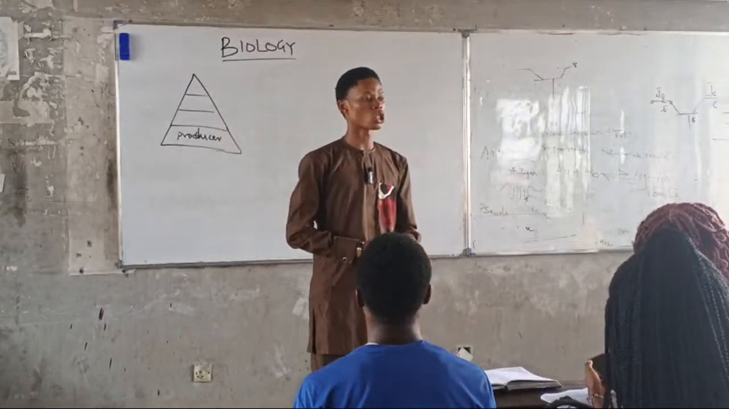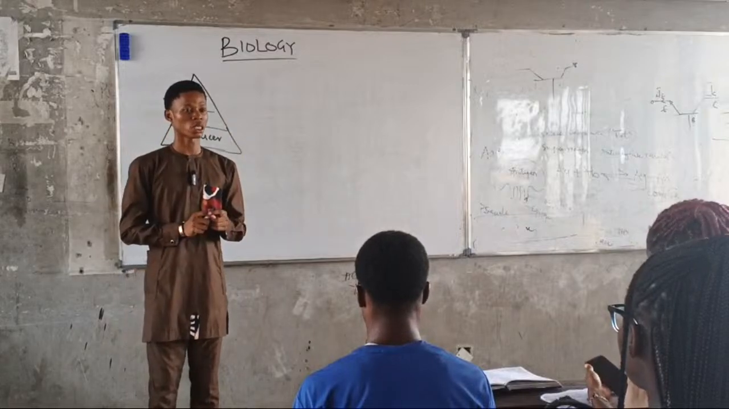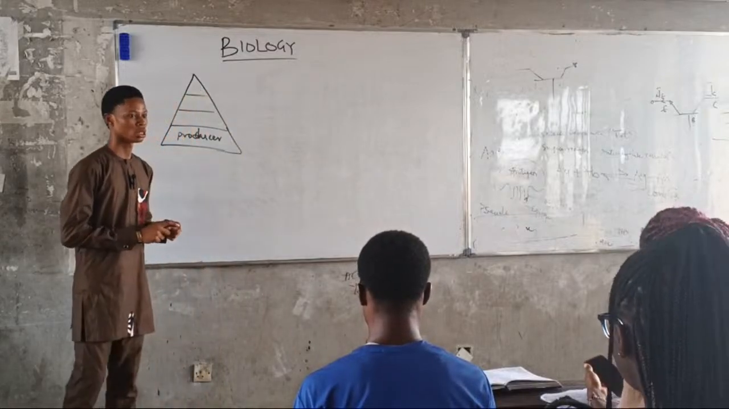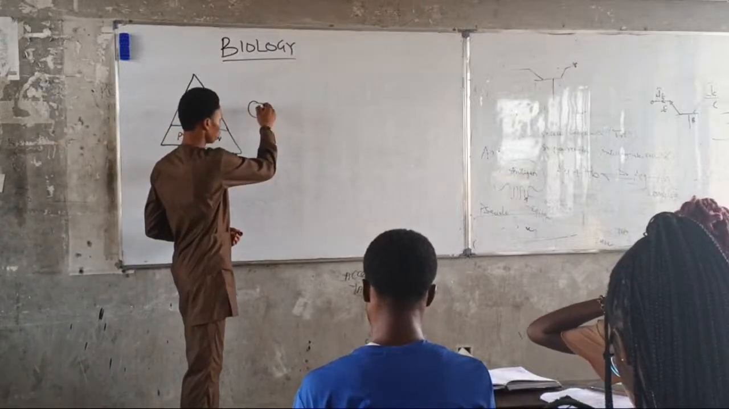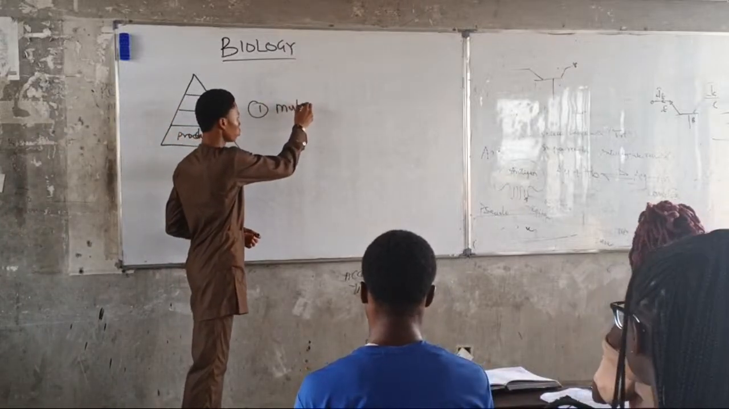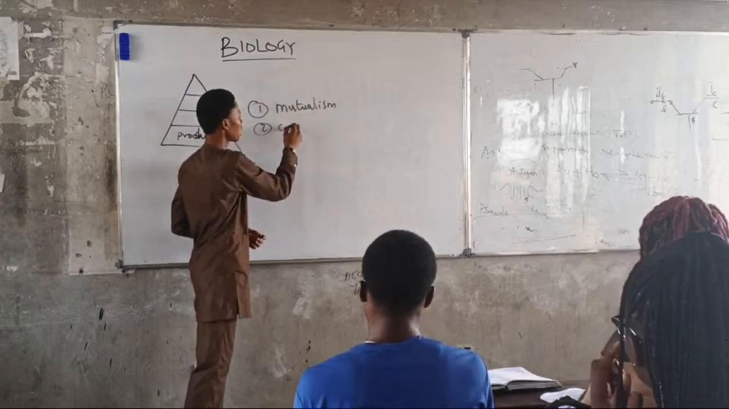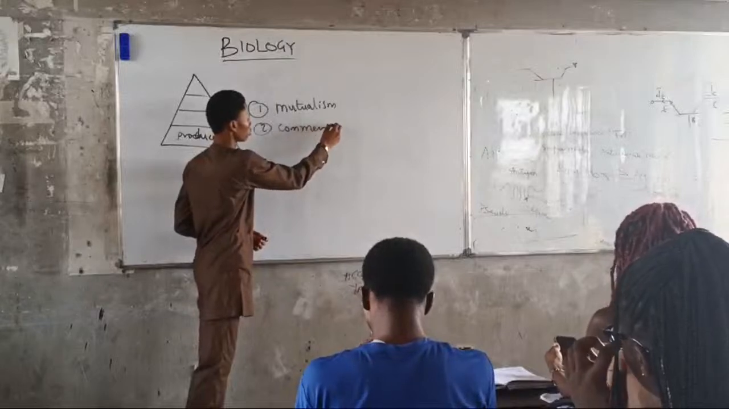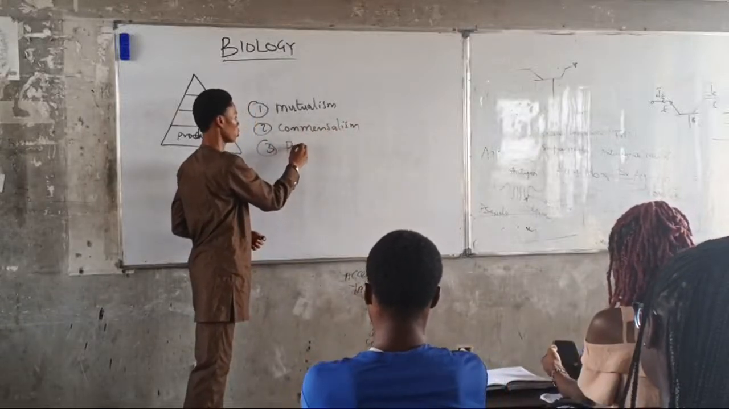In types of association, we said in symbiosis. Symbiosis is divided into how many? 3, right? Number 1 was what? Mutualism. Number 2, commensalism. And number 3, parasitism.